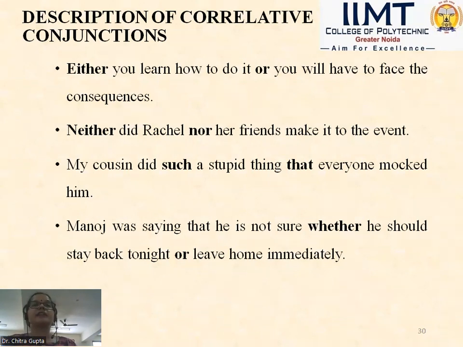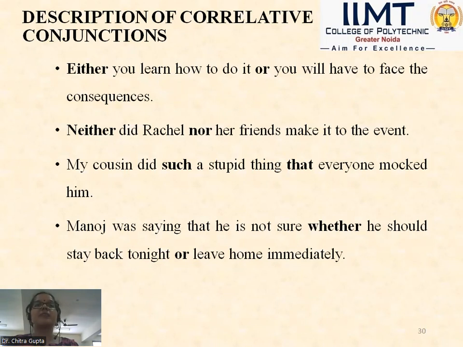Now, if I edit, if I remove one of the conjunctions from here, the other one is incomplete without the first one. So correlation always comes in pairs. Either you learn how to do this work, or you will have to face the consequences. Another correlative conjunction is neither nor. Neither did Rachel nor her friends make it to the event.